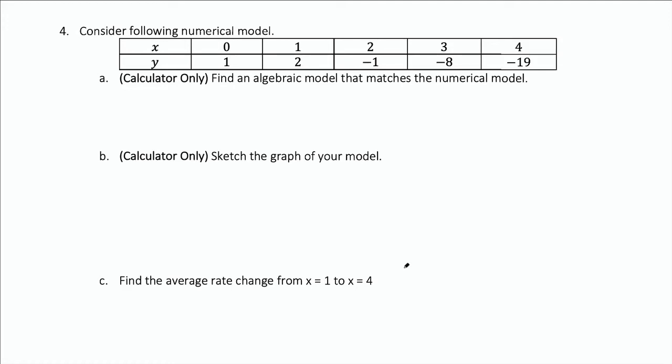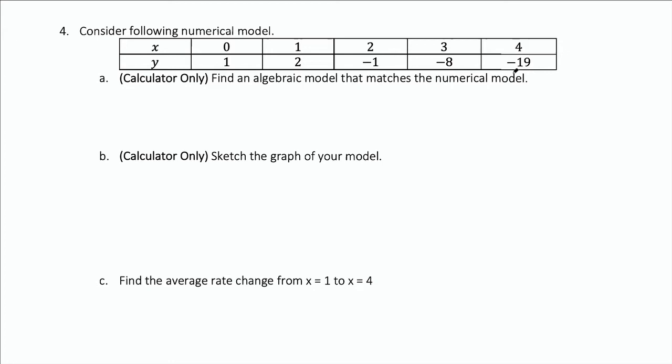We have this numerical model, and we'd like to find an algebraic model that matches it. Depending on the type of model, you might be able to just see that it's linear, if you have a constant change in the y values when you have a constant change in the x values. Well, here our change in y is 1, then -3, then -7. That's definitely not constant. So this is going to be something different.